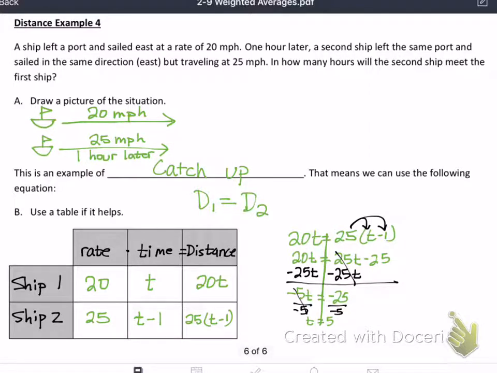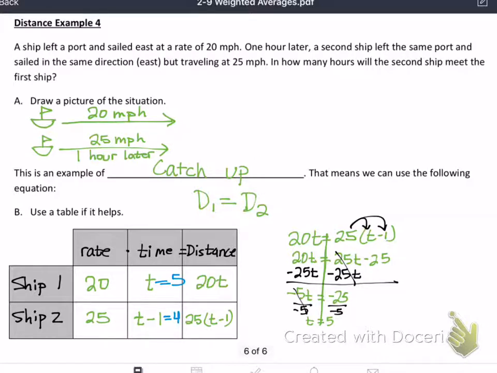Now, I got t is equal to 5. So ship number 1 has been traveling for 5 hours. Let me put that in a different color. So 5 hours. And that means ship number 2 has been traveling only for 4 hours.